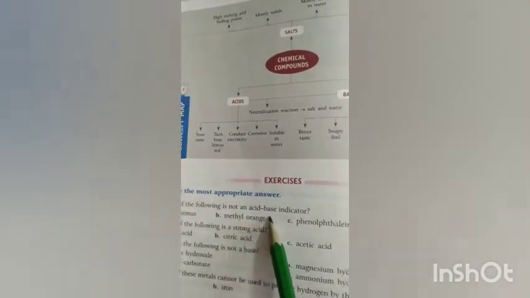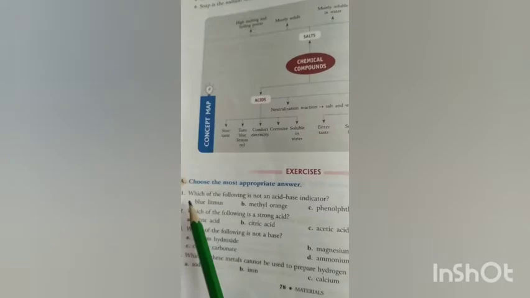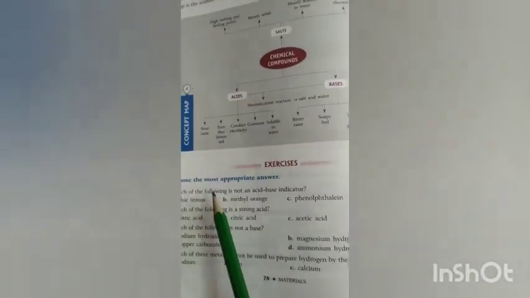So question number 1 is, which of the following is not an acid base indicator? Among these four you have to tell which is not an acid base indicator. Is it blue litmus? Is it methyl orange? Is it phenolphthalein? Or is it digene? So the answer is digene.